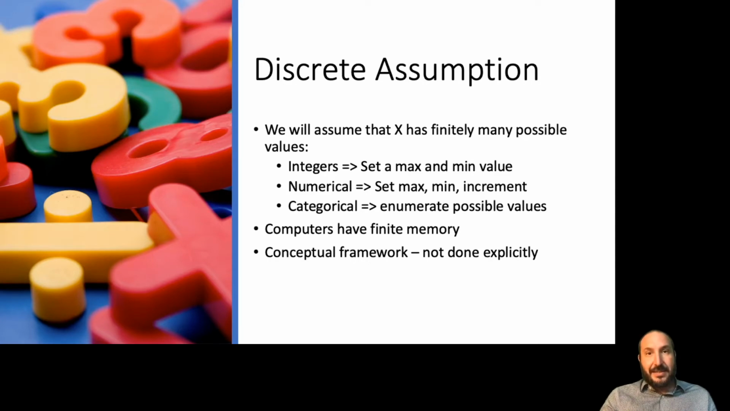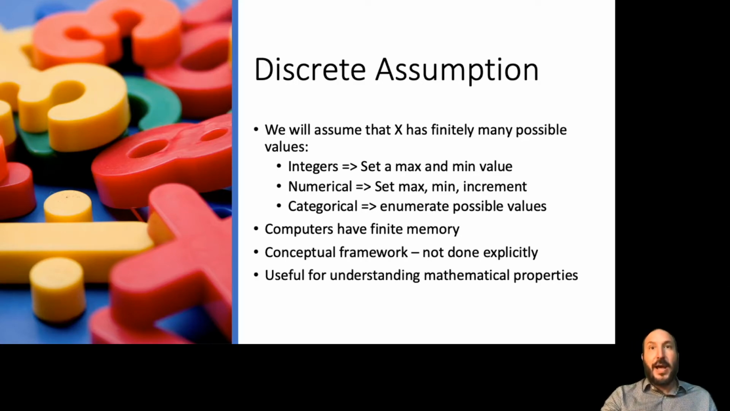One thing I want to mention is that this is a conceptual framework, so we're not going to actually have to set these maxes and mins or these increments explicitly. This is a way to understand some of the mathematical properties behind supervised learning. And in particular, to define this count matrix that we're going to get to at the end, it's going to be very useful to assume that X has finitely many possible values.